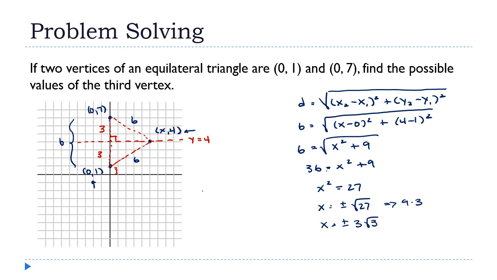And now I can answer my question. Remember what we were asked for? We were asked for the coordinates of this point. So the coordinates are plus or minus 3 square root of 3 comma 4. And there are 2 of them, right? Because again, I drew my triangle going to the right. There's a corresponding triangle over here going to the left. One of them is 3 square roots of 3 to the right. The other is 3 square roots of 3 to the left. Yes, that makes sense. Good. So there's my answer.